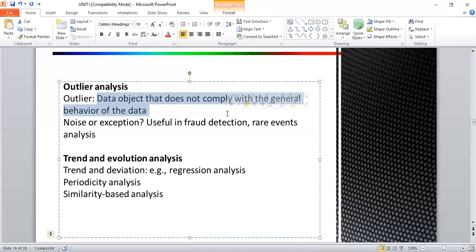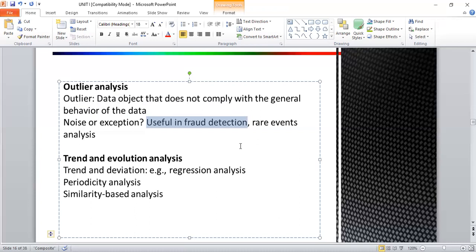Okay, outlier analysis comes under noise or exception. It is useful in fraud detection, finding those which are not behaving in the same way that we want them to behave in our data set. So it will help in finding out frauds and in rare event analysis. Okay, so that is called your outlier analysis. I hope you got the point.